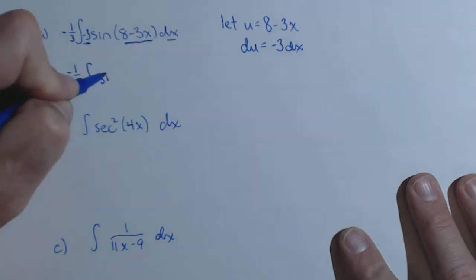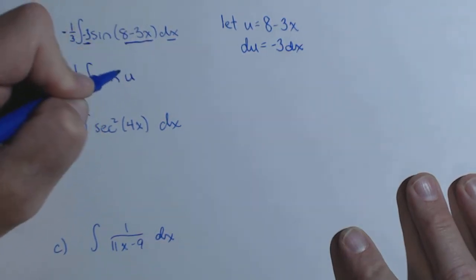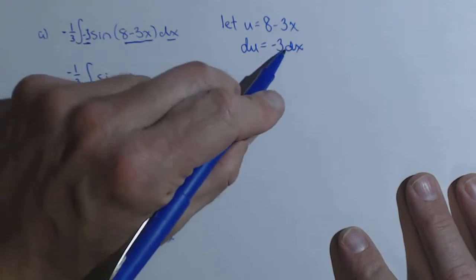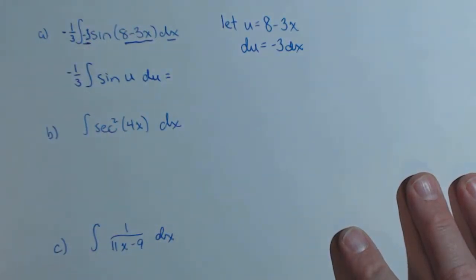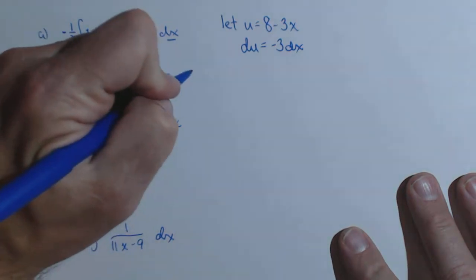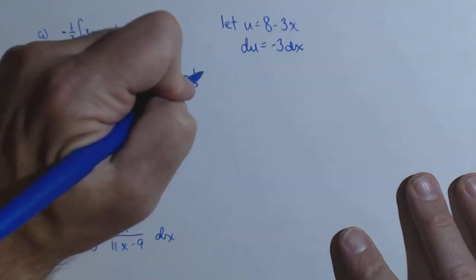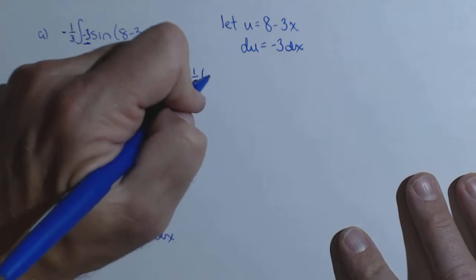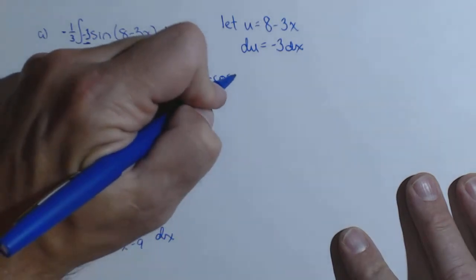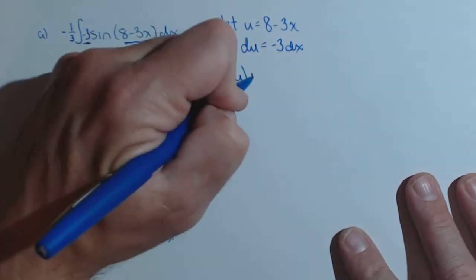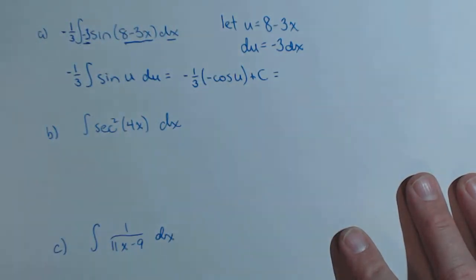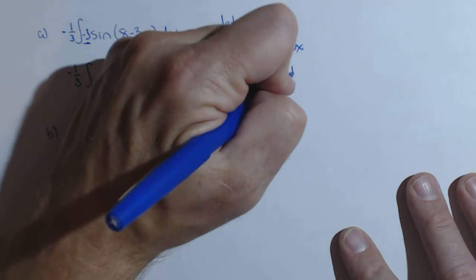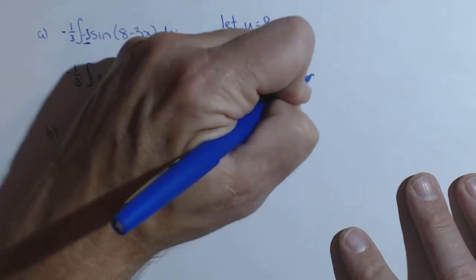So now I have my substitution, minus 1/3. This is going to become sine of u, because that's what we set it to be. And the negative 3 dx is exactly equal to du. And we get a basic indefinite integral, which is minus 1/3 times the antiderivative of sine, which is negative cosine of u plus c. On all the indefinite integrals, don't forget your plus c. The negatives will cancel, and we'll get 1/3 cosine.